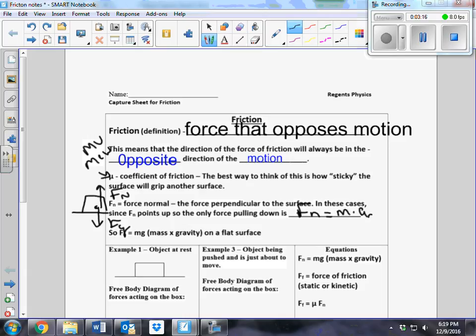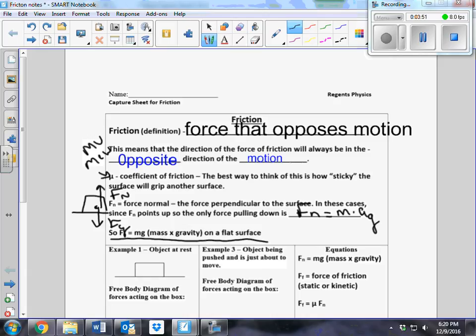So mass times acceleration due to gravity. We know they're equal because the box sitting there is at rest, it's not accelerating, so the force pulling down has to equal the force pushing up. That's why on a flat surface, my force normal equals my mass times acceleration due to gravity. I would like you to pull out your reference table, please, and on the back page, somewhere in the middle, write Fn equals mass times acceleration due to gravity on a flat surface.